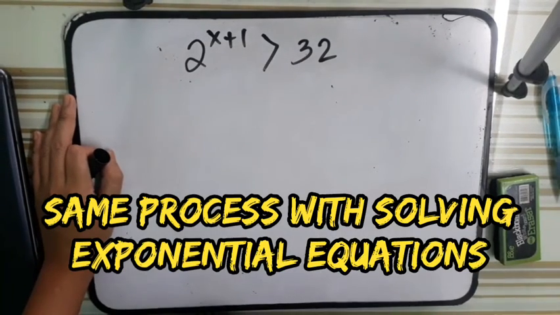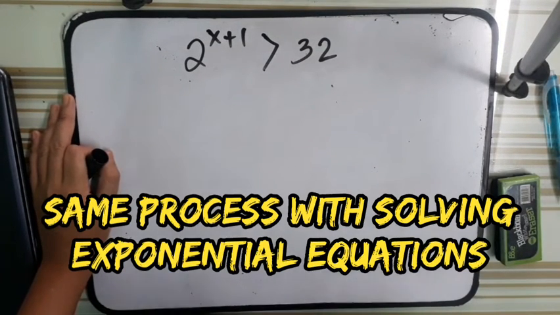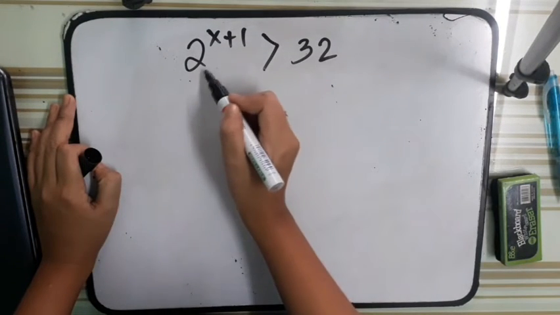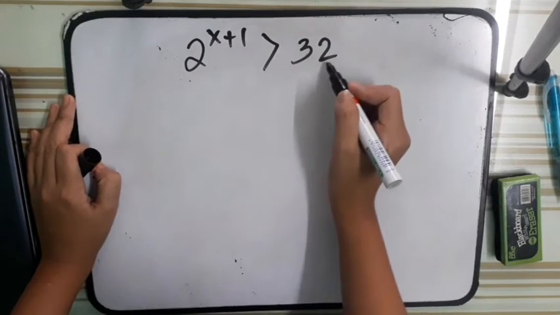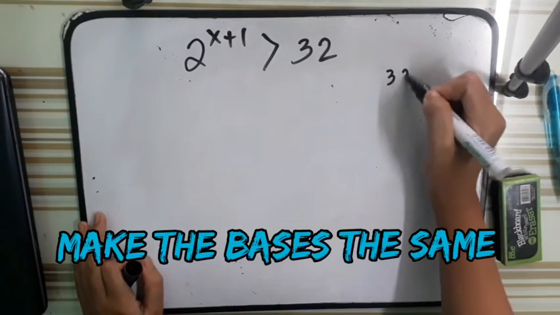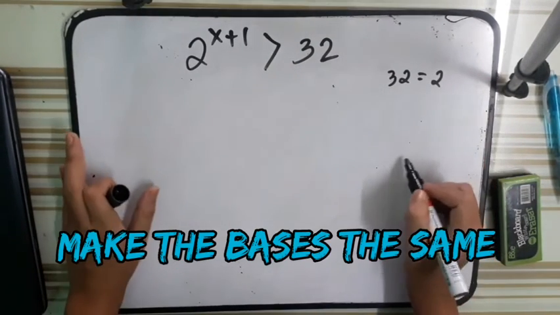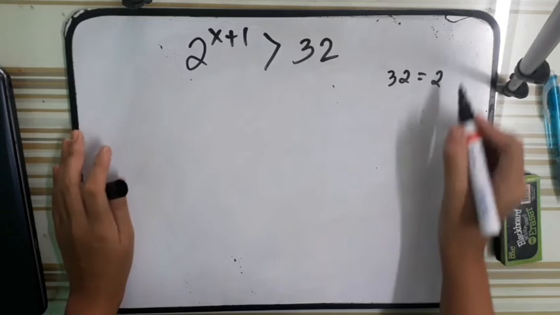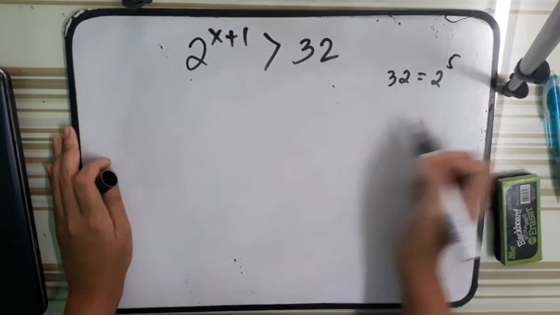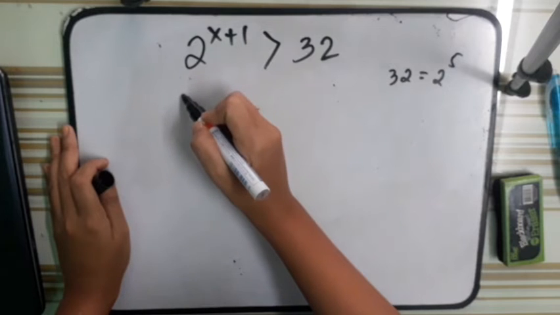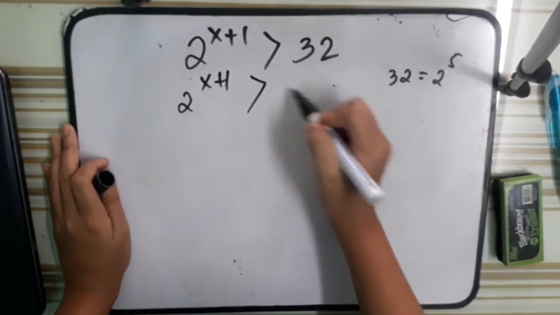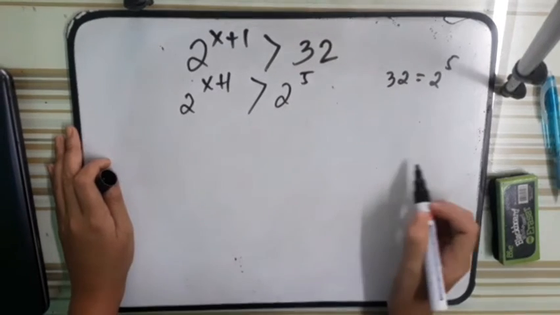Now, we do the same with the exponential inequalities. We need to make the bases the same. So, since 2 is in its simplest form, we need to make 32 on the base 2. So, 32 is equal to 2 times 2, 4 times 2, 8 times 2, 16 times 2, 32, which is 2 raised to 5. Now, after that, let's rewrite: 2 raised to x plus 1 is greater than, 32 will become 2 raised to 5.